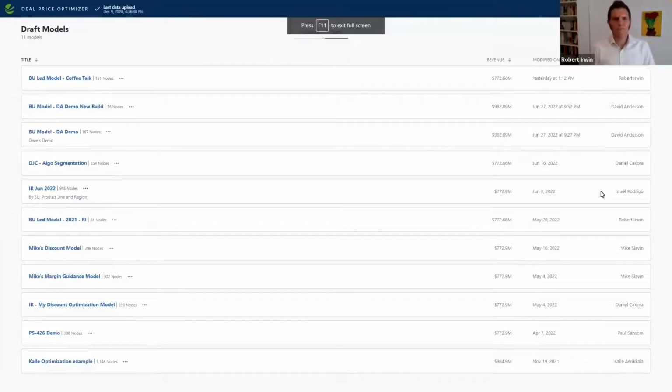So in Vendavo Deal Price Optimizer, I have a set of models that are currently in draft status. Of course, this gives me the opportunity to run and test different models. Certainly something that the value consulting team working together with our customers at the beginning of the project would use. And then, of course, over time, we're handing that process over to our customers. And this becomes a fully self-sufficient and management process of the model.